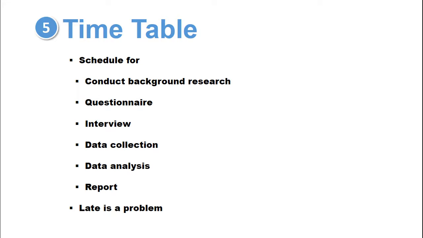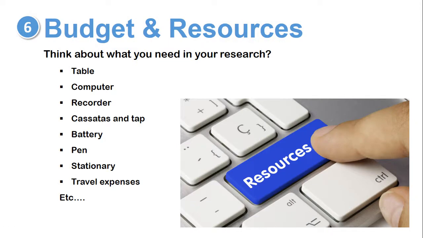Whenever you are done with the different timetables for the different things that you are going to do in the research process, then move to the next part of the research proposal, which is called budget and resources. Budget and resources is the most important aspect of the research process, because without a budget you couldn't go ahead. So it is very important to have a clear budget plan for the different things that you use in the research process.